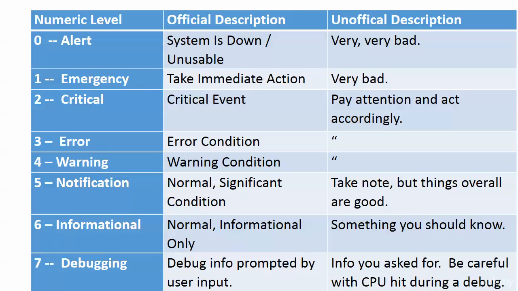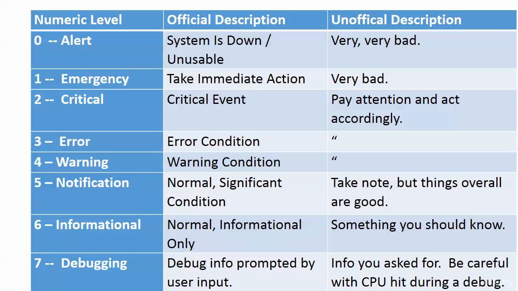Normal significant condition. Okay, well, that sounds like it could be good, and actually it is good. You should take note of it, see what happened, but overall things are good. Informational, normal, informational only. It's just something you ought to know. And then 7, again, that is due to our input. It's debug info created and prompted by user input.